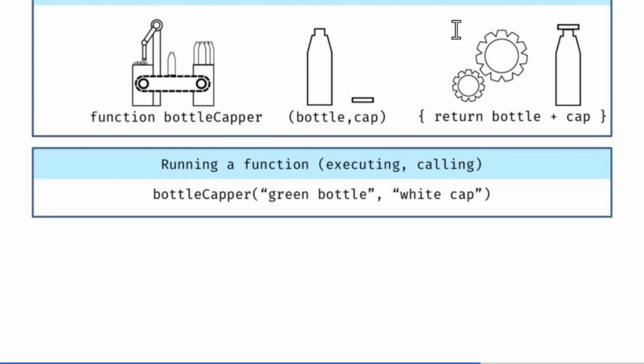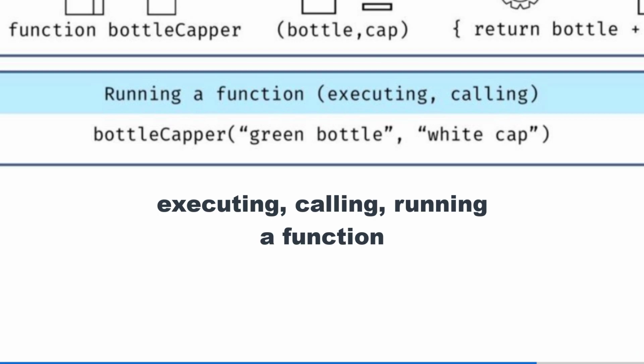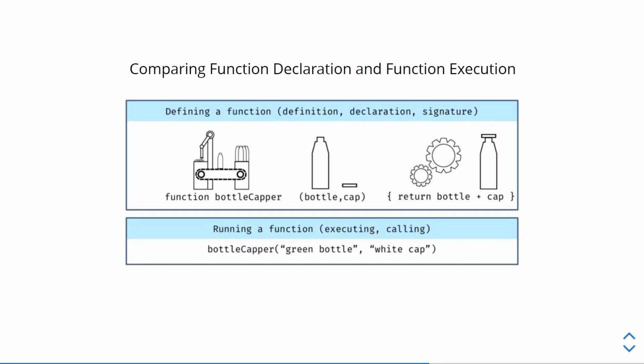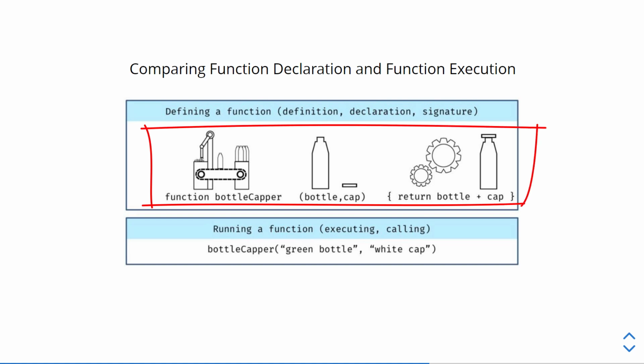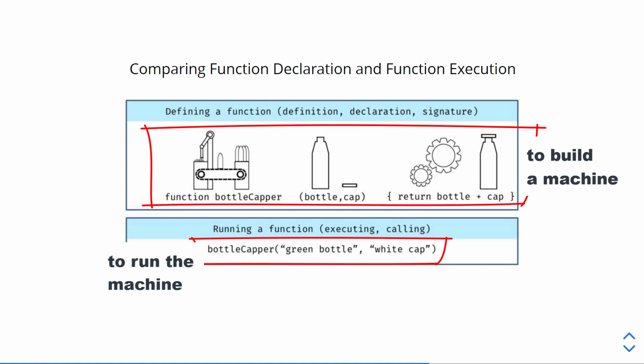Executing a function in JavaScript. This is something referred to as calling a function or running a function. How are these two concepts different? It's simple. To declare a function means to build a machine. To run a function means to run the machine.